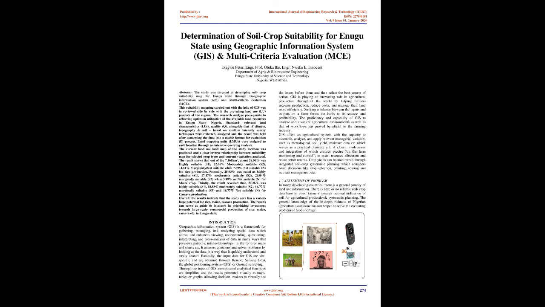Secondly, 25.93% was rated as highly suitable, S1, 17.47% moderately suitable, S2, 26.04% marginally suitable, S3, while 3.49% as not suitable, N, for maize crop. Thirdly, the result revealed that 29.26% was highly suitable, S1, 18.88% moderately suitable, S2, 16.77% marginally suitable, S3, and 16.77% not suitable, N, for cassava production.